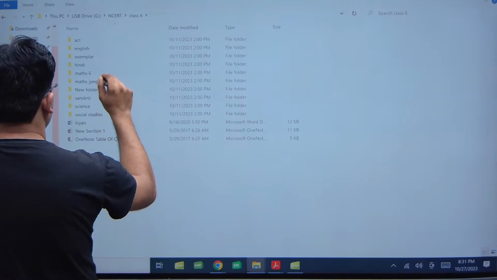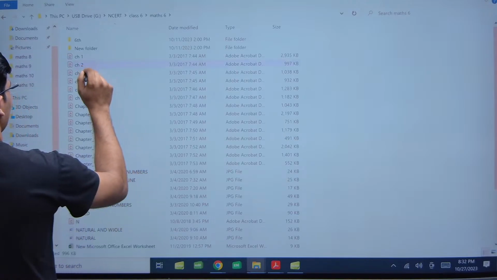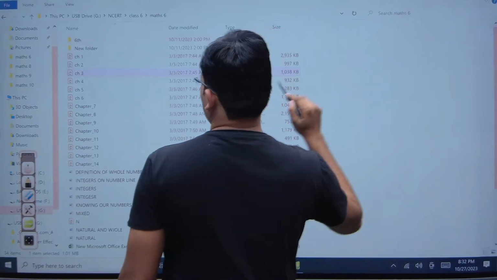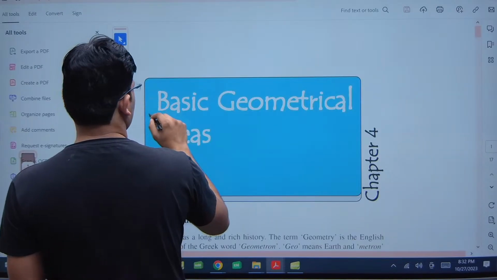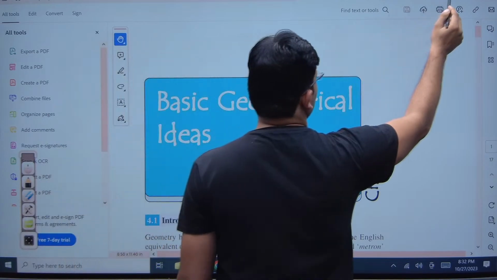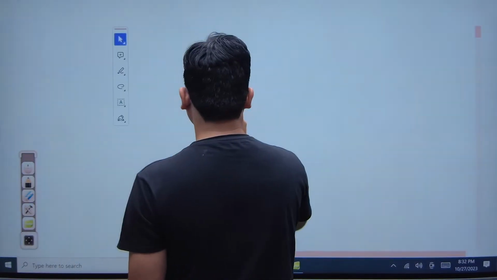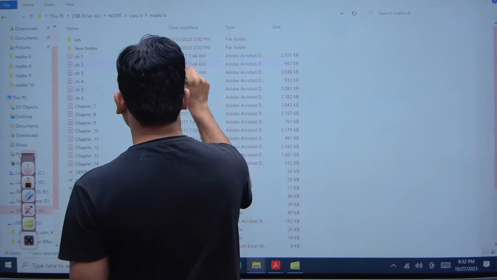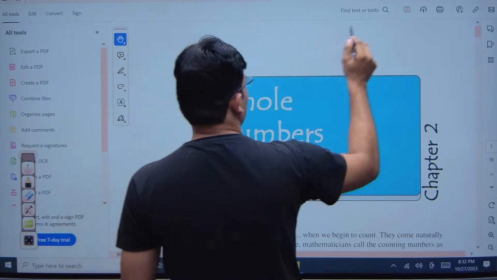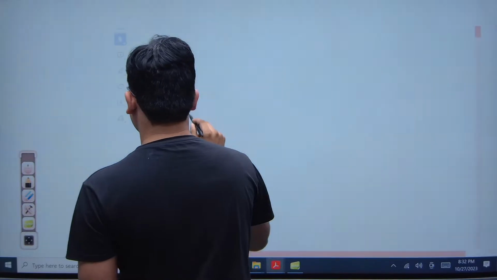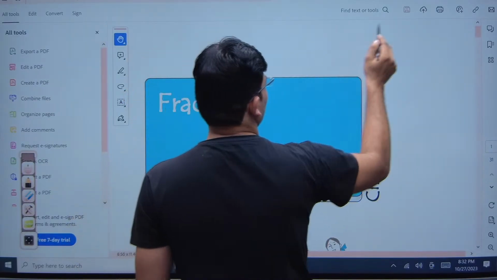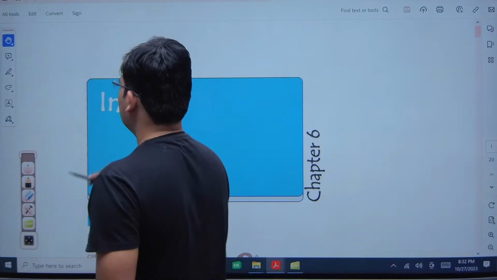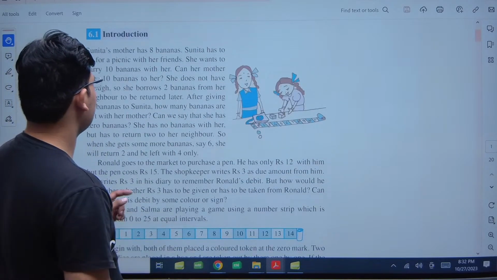Grade 6 maths. Okay, playing with numbers. This is basic geometry. So integer is which chapter? No idea. Okay, chapter number 6. Integers involves the chapter number 6.